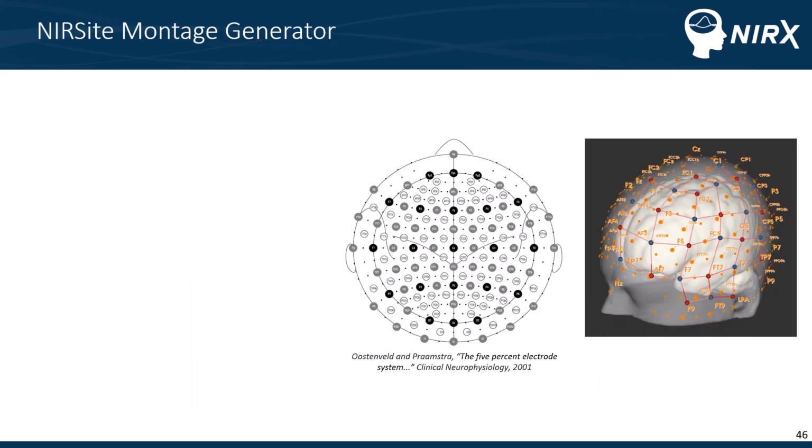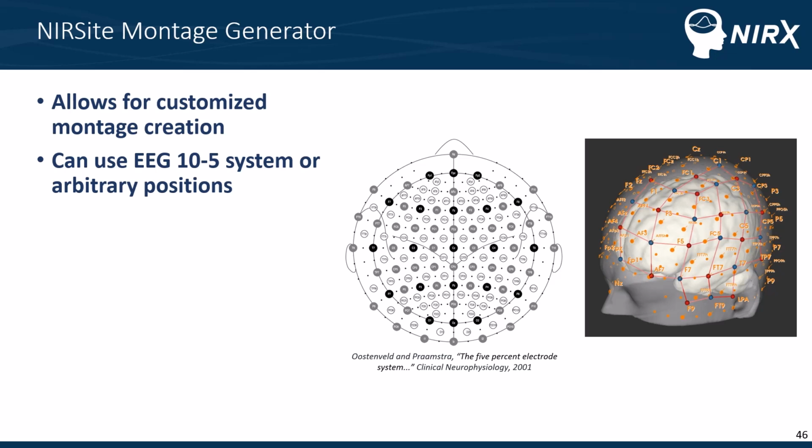Okay, the NIRSite montage generation software. We saw this earlier in the 48 by 48 high density video when the montage was being created. NIRSite allows you to create a custom montage. We do offer some predefined montages on our support site, and you're welcome to use those. However, if you want to have a specific arrangement of sources and detectors for your experiment, NIRSite lets you do that. You can use EEG 10-5 positions or arbitrary positions.